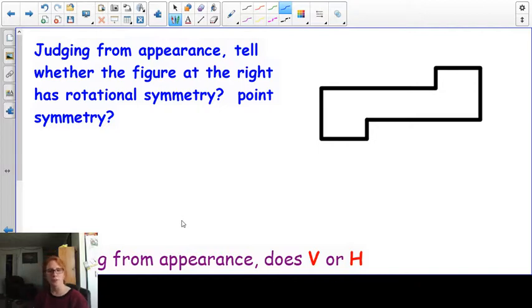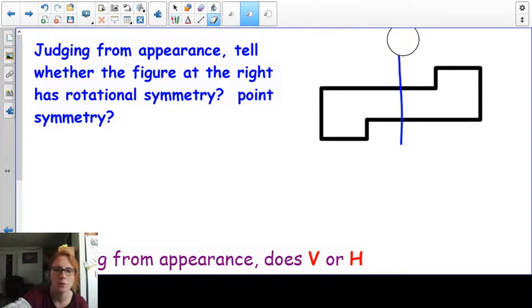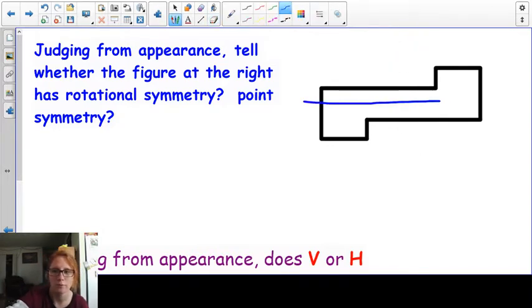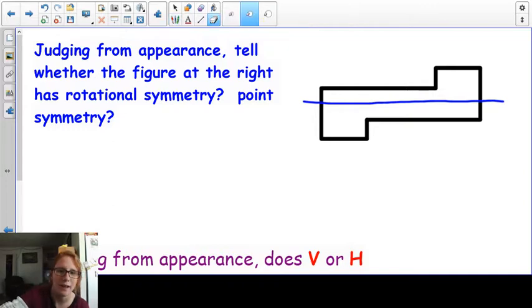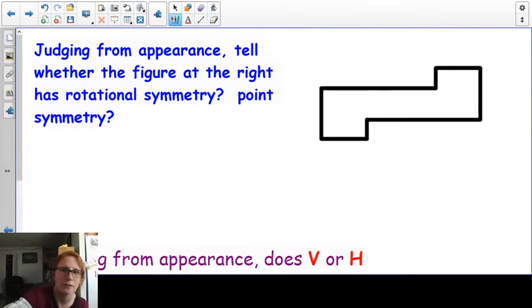Okay, judging from the appearance, tell whether the figure at the right has rotational symmetry or point symmetry or both. Well, is there any way that I could cut this guy? Can I cut him that way and fold him in half? Will he be the same on both sides? Nope. All right, what about this way? Can I cut him in half and still be the same shape? Fold him in half, like a piece of paper? Hot dog style? All right, so this guy does not have any line symmetry, so that means he must have rotational symmetry or point symmetry.